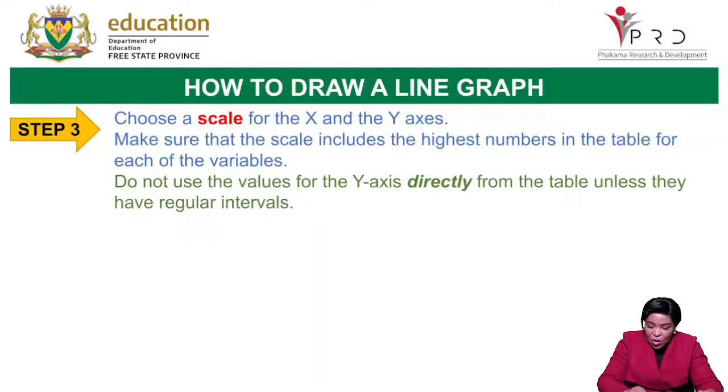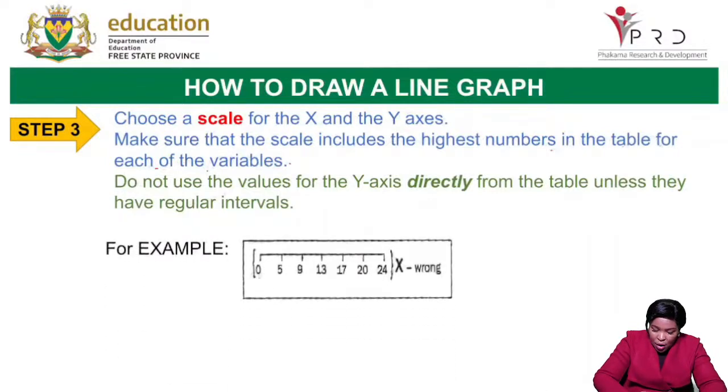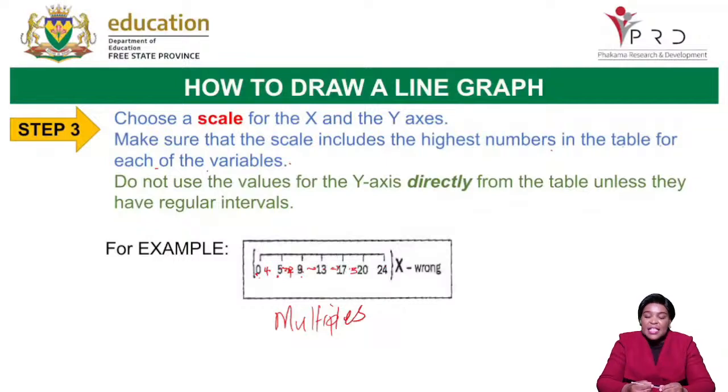Make sure that your scale includes the highest numbers on the table of each of the variables. You do not use the values as they are. Example, from 0 to 5, from 5 to 9, how many spaces are here? From 0 to 5, it's 4. From 5 to 9, you can say it's 4. 9 to 13. So you see, you do not use this. Here is 3. It does not balance. You must use the numbers in multiples. You must choose the scale in multiples.